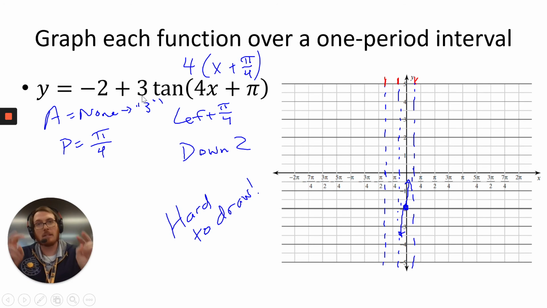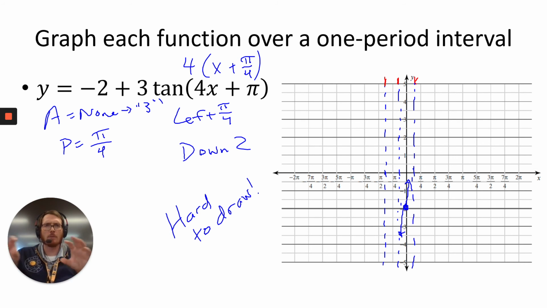Your amplitude is none, but you go up and down 3 in this case. It starts down 2, but the period is now pi divided by 4. So this graph really shrinks down. It's really hard to draw by hand. The important thing to realize is notice that if it's pi over 4, I went half of that way to the left and half to the right in order to find that solution, and that the middle ground area is 2 down from 0, 0.